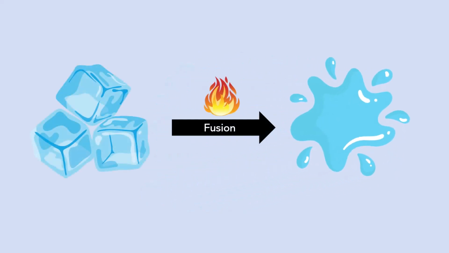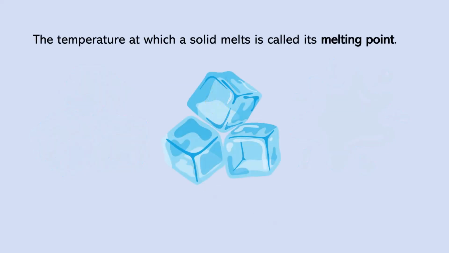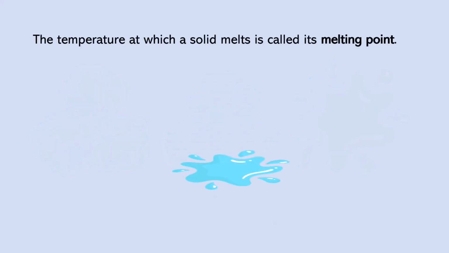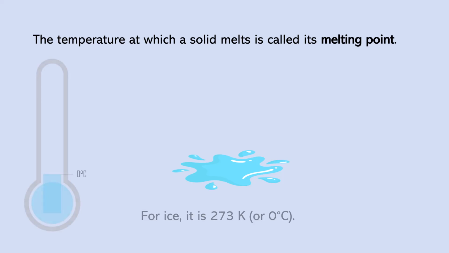This is called fusion, which is just a fancy word for melting, really. The temperature at which a solid melts is called its melting point. For ice, this is 273 Kelvin or 0 degrees Celsius.